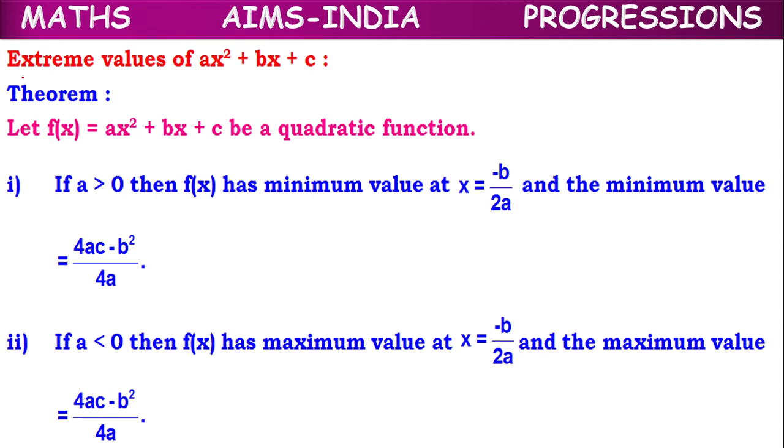Next. Extreme values of ax square plus bx plus c. What are the extreme values of ax square plus bx plus c? Here ax square plus bx plus c is a quadratic expression. If we assume it equal to f of x, then f of x equal to ax square plus bx plus c is a quadratic function.